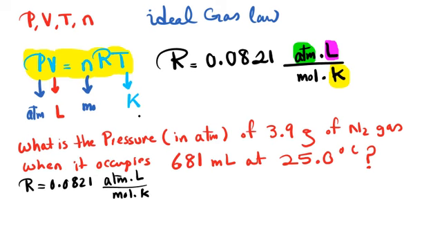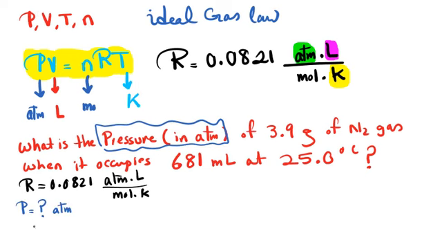So question says what is the pressure in atmosphere of 3.9 grams of nitrogen gas when it occupies 681 milliliter at 25 degrees Celsius. First, let me solve this problem by writing the short form of this equation. What does that mean, short form? Question says what is the pressure in atmosphere? So I'm gonna write that one. Pressure question mark in atmosphere.